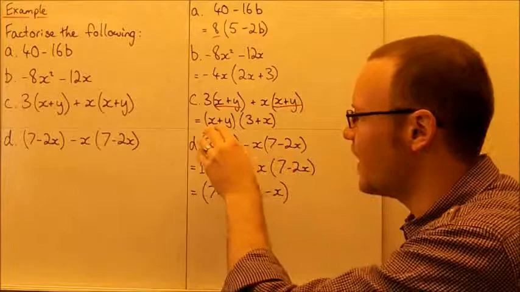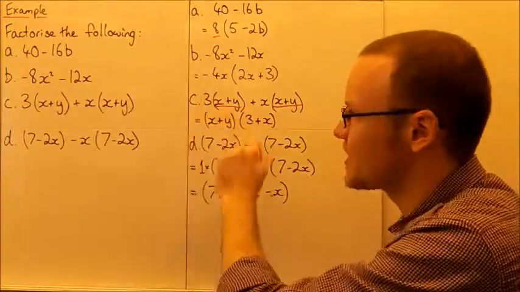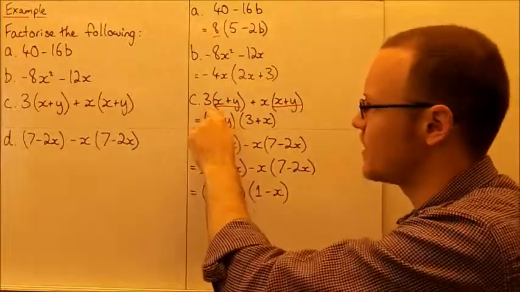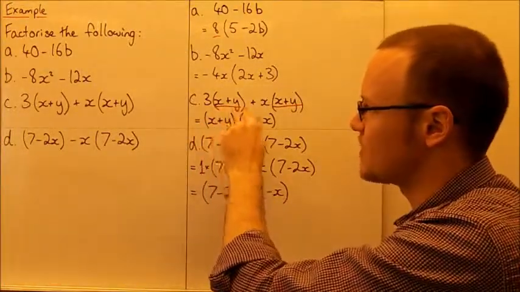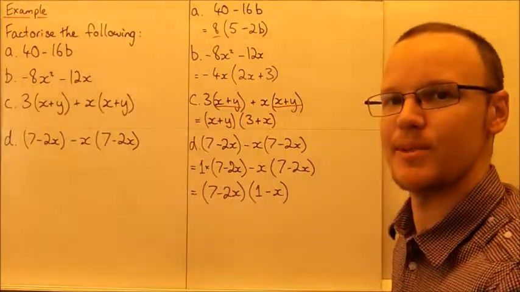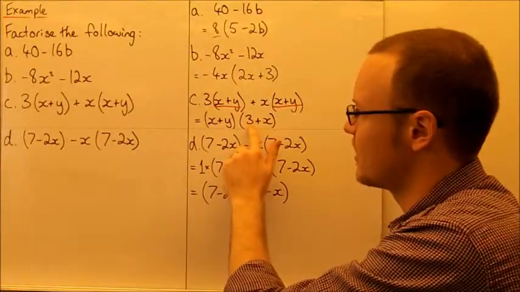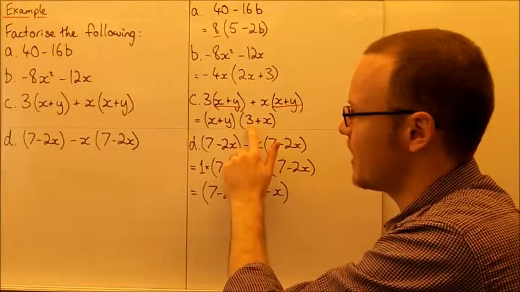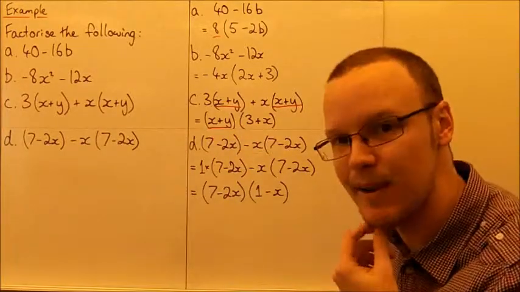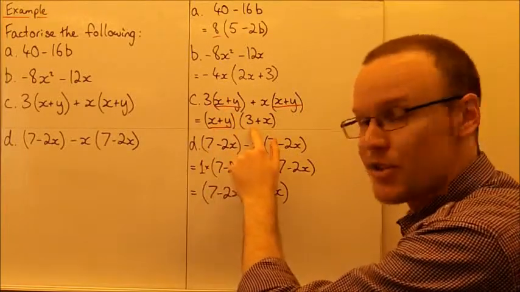So if we divide this first term by x plus y, we're going to be left with just 3. Okay? Because if I go 3(x plus y) divided by x plus y, that x plus y divided by x plus y becomes 1, and we're just left with 3. So that's the first part. That's what we'd be left with by dividing by the highest common factor, x plus y. So 3(x plus y) divided by x plus y is just 3.